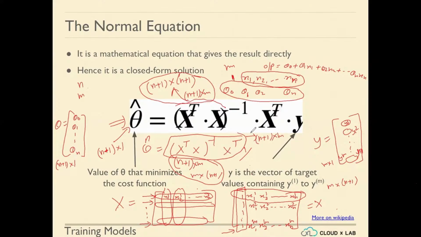Now, size of this matrix is n plus 1 cross m. Size of y is m cross 1. So if you multiply these two matrices, what will I finally get? n plus 1 cross 1. n plus 1 cross 1 is the size of the output. And you can verify here the size of theta is also n plus 1 cross 1. So after performing these multiplications, you will get output vector theta of size n plus 1 cross 1, right? Any doubt in this equation?